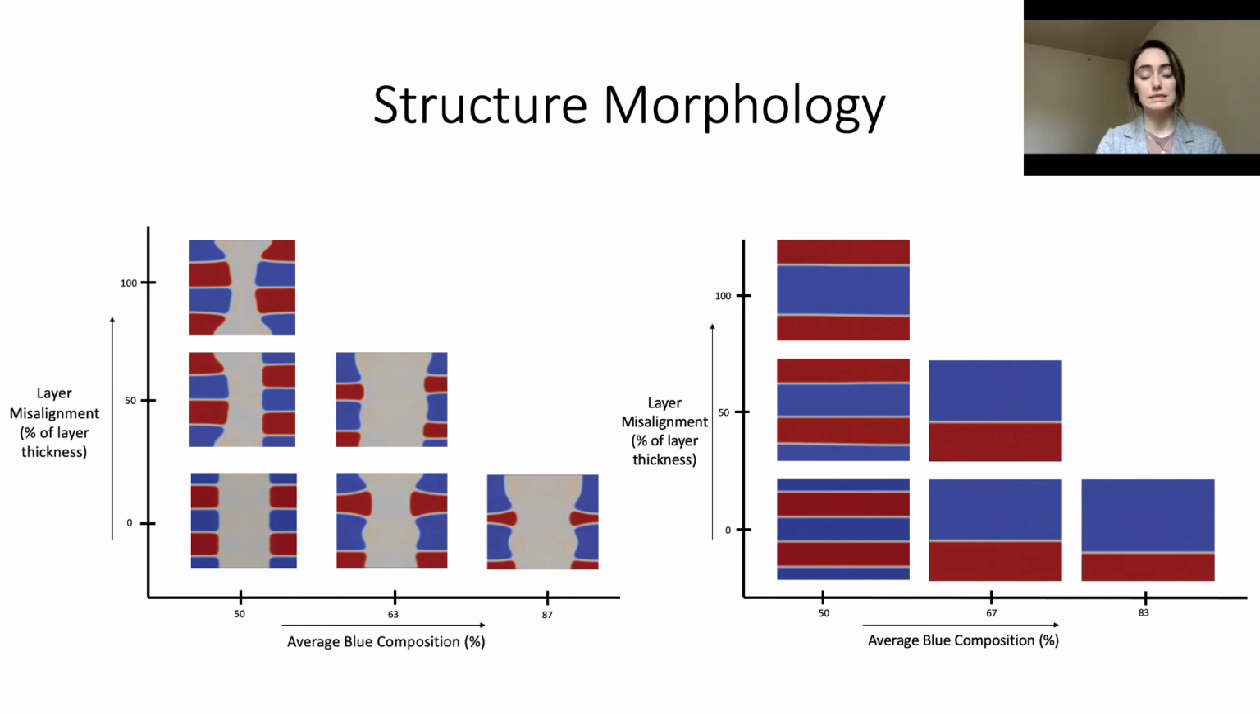More importantly, did layer misalignment and average composition also affect the final NMC structure? They both did. Again, the chart to the right shows an increase in final layer thickness when you increase both the layer's misalignment and the average blue composition in comparison to the filler. While the thickness of the resulting layers is changed, the structure is otherwise consistent with that of the two original NMCs.